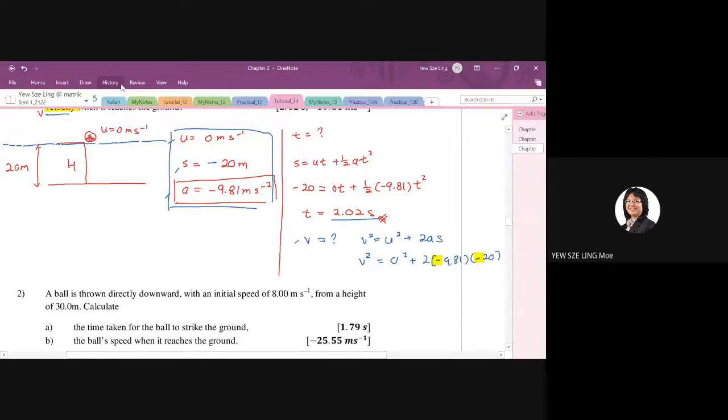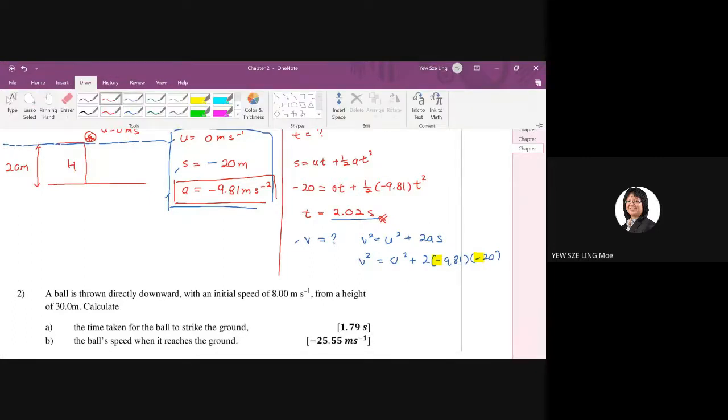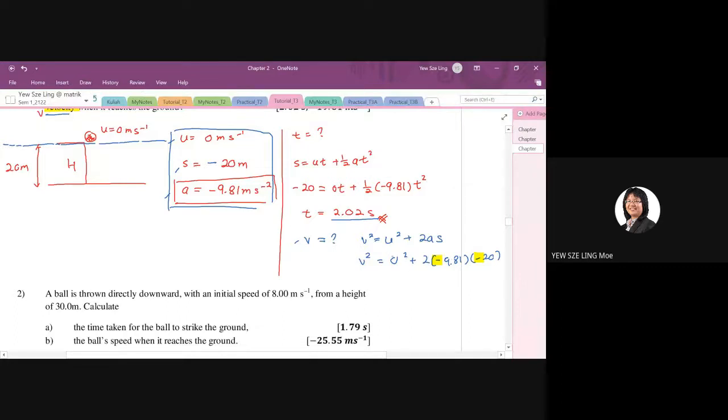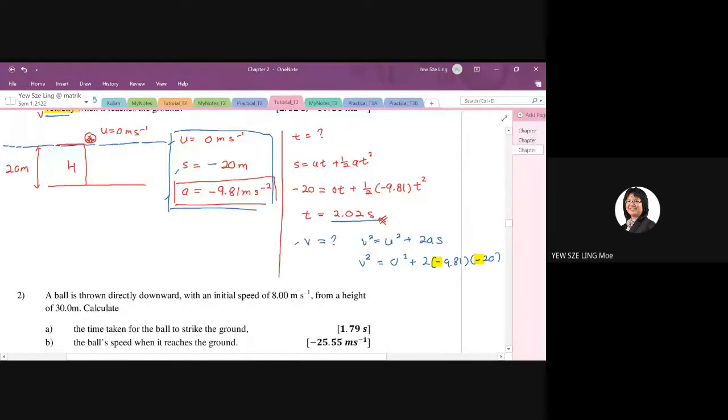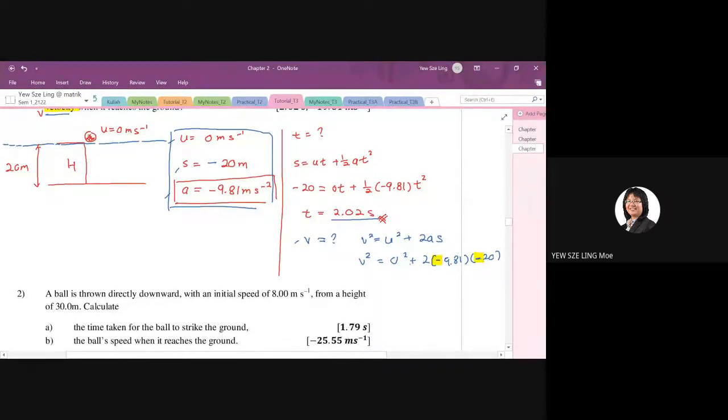Okay, you won't be able to solve this question. Why? Because you cannot square root a negative value. It will give you an imaginary number. So for example, some students forgot to put a negative 20. Okay, they forgot to put a negative here. So they straight away put a 0 square plus 2 times negative 9.81 times 20.